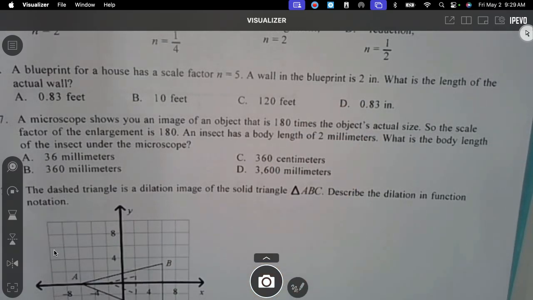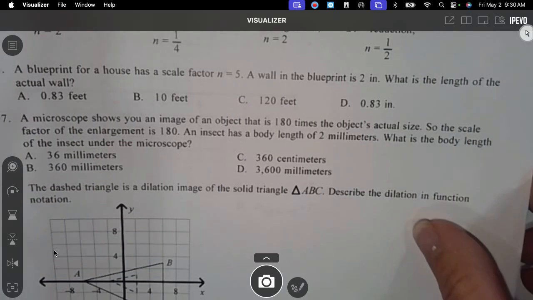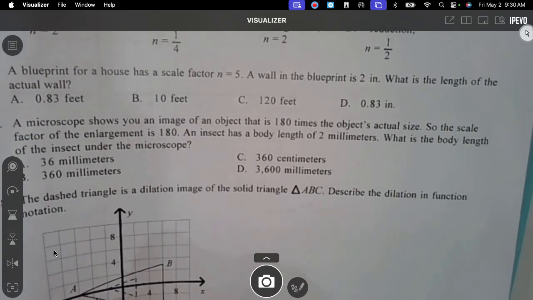Because on your little grid, those squares might represent an inch or whatever, but are you going to measure your house in inches? No, you would measure by feet. So it's 10 feet. Does that make sense, everybody? What is the length of the actual wall? That's going to be 10 feet. 26 is B.